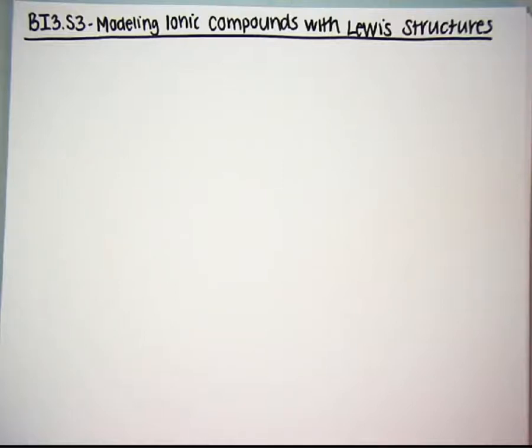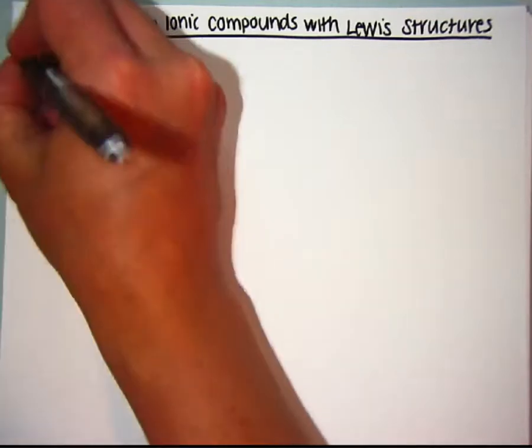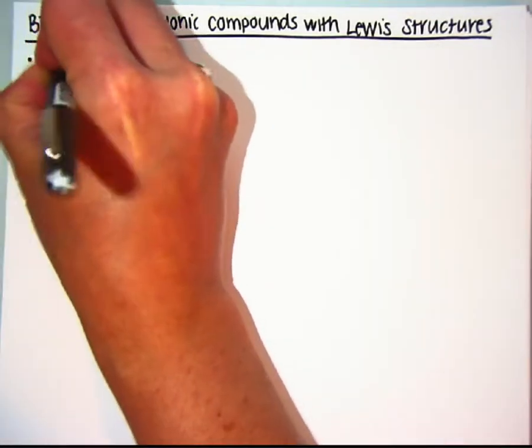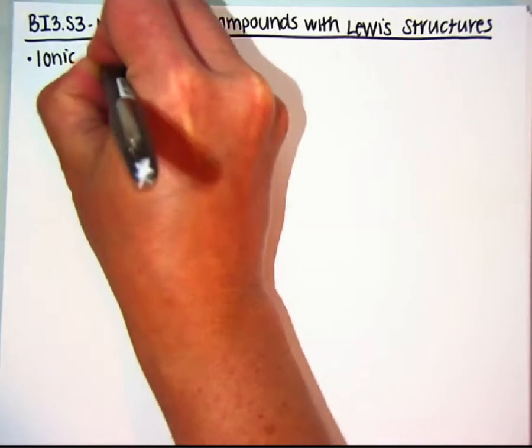In this lesson, we are going to cover Big Idea 3, Standard 3, and we are modeling ionic compounds with Lewis structures. So first, we need to talk about what is an ionic compound.